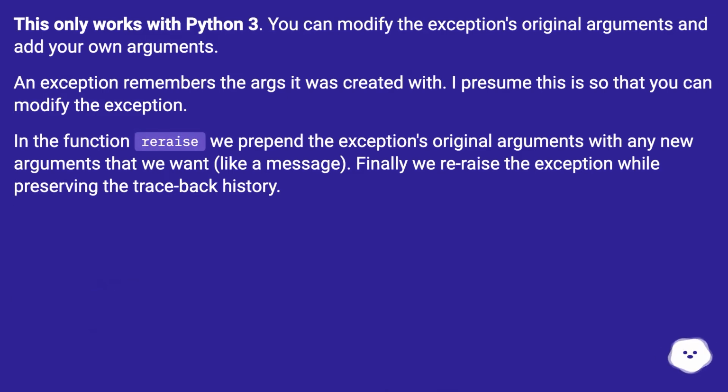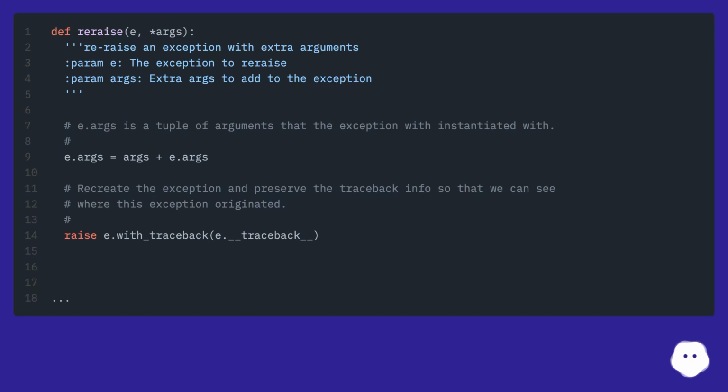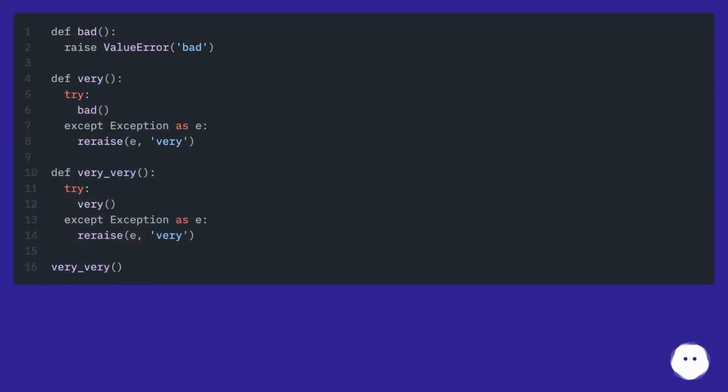You can modify the exception's original arguments and add your own arguments. An exception remembers the args it was created with. I presume this is so that you can modify the exception. In the function re-raise we prepend the exception's original arguments with any new arguments that we want, like a message. Finally we re-raise the exception while preserving the traceback history. Output.